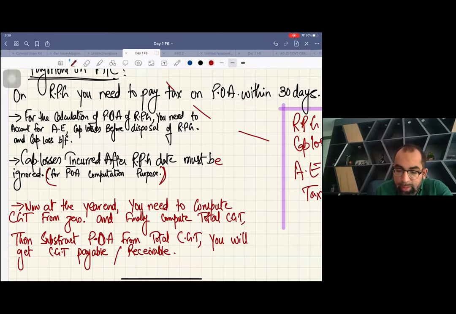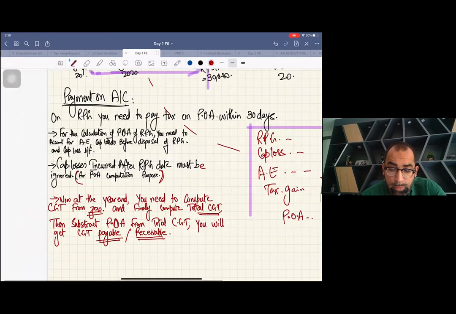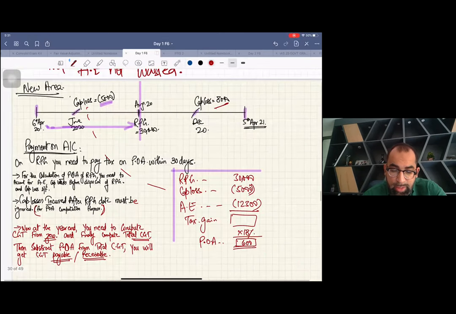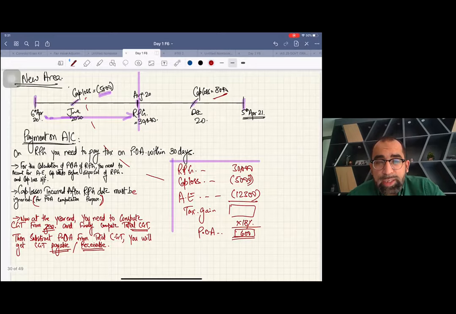Now at the year end, see the red pen. You need to compute CGT from scratch, from zero, and finally compute the total CGT. Then subtract the POA from the total CGT. You will get the CGT payable or CGT receivable. This is the new thing of your course, and this is present in the examiner's article as well. In my normal class, I have discussed that article question as well. You can read it from the article, but I have given you a good idea.